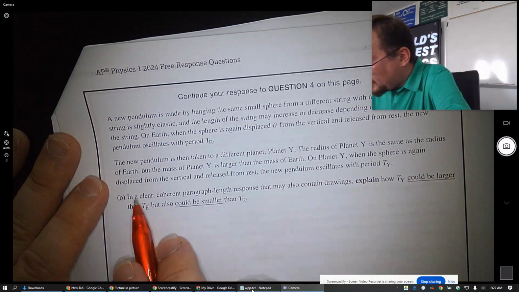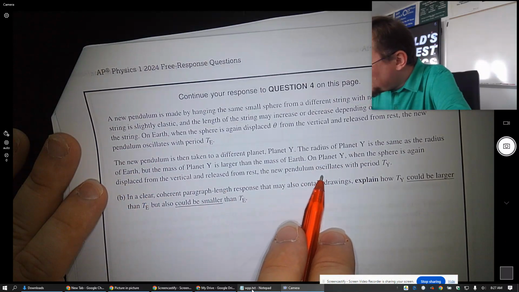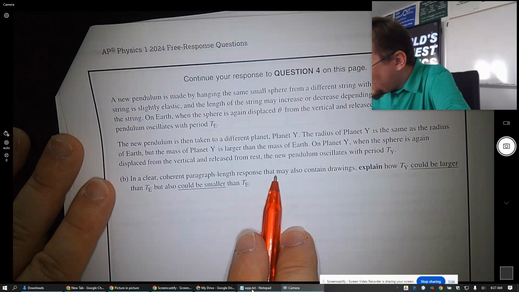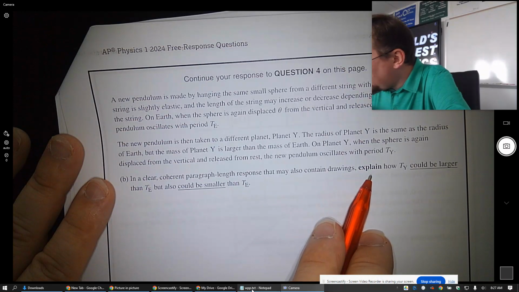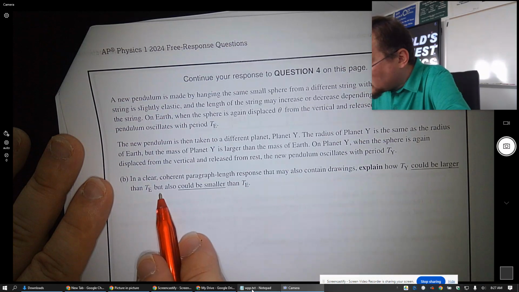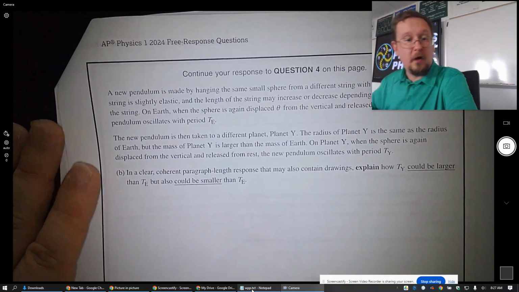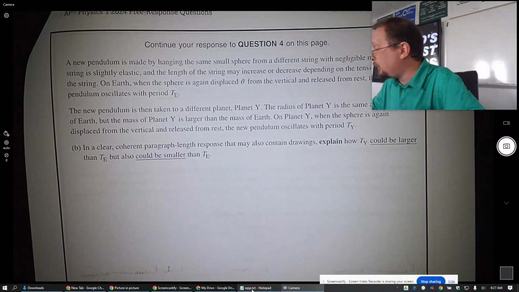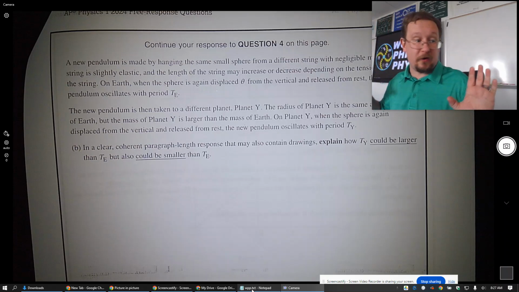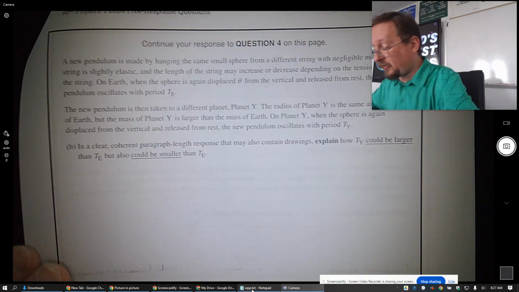On planet Y, when the sphere is again displaced from vertical and released from rest, the new pendulum, in a clear, coherent paragraph length response that may also contain drawings, not equations, okay? Explain how Ty could be larger, but also could be smaller. Okay, this one got me for about 30 seconds before I figured out what was going on, and that's pretty good. Okay, that's a good hard question if it makes me think for about 30 seconds.